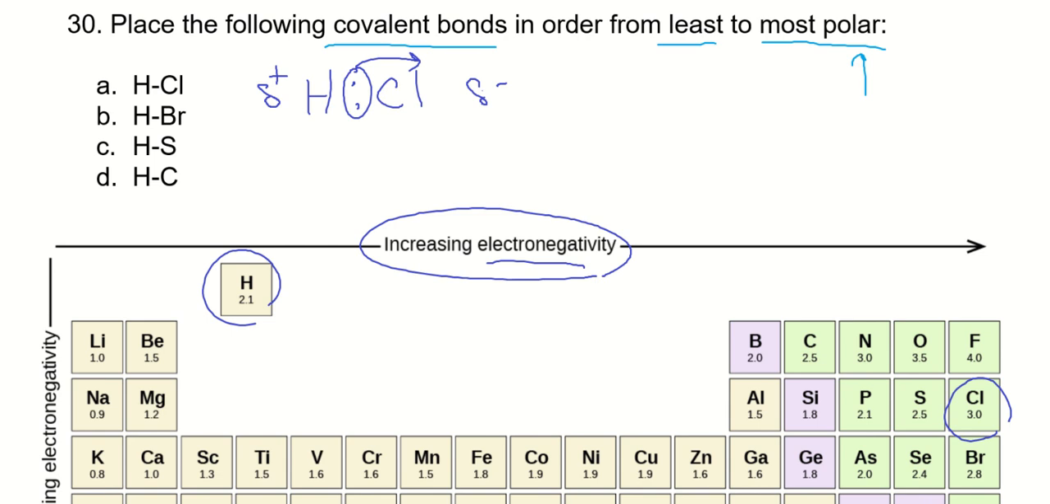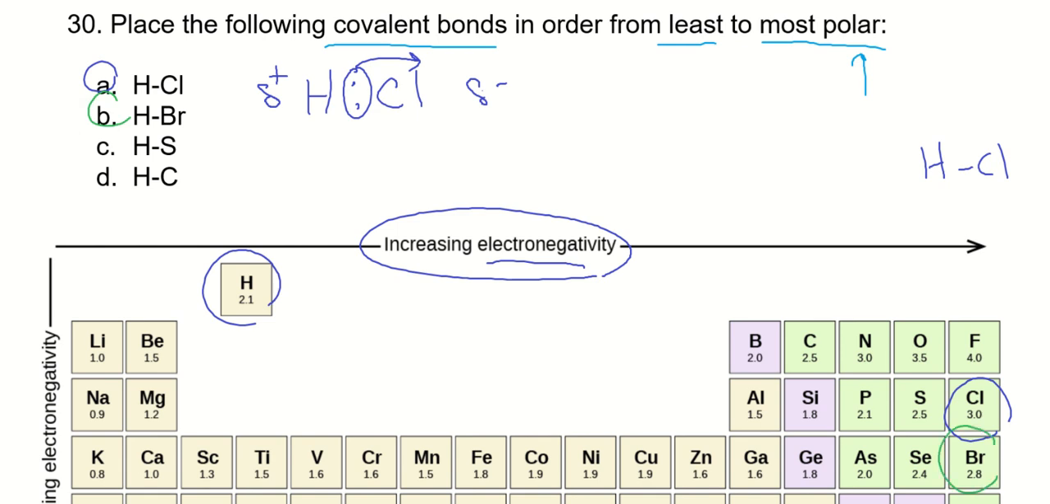In fact, it's the most polar of all this list. So we're going to put that all the way here to the right. Hydrogen, chlorine. That covalent bond is the most polar. Next, let's move on to hydrogen and bromine.